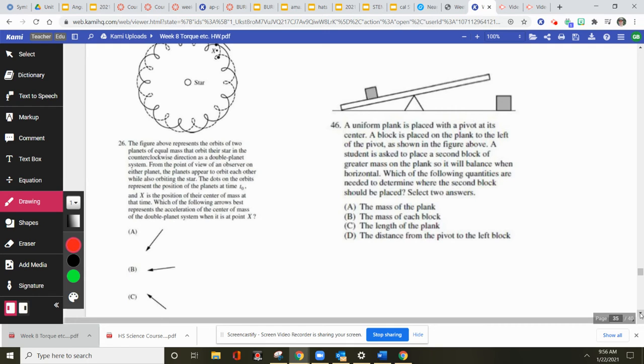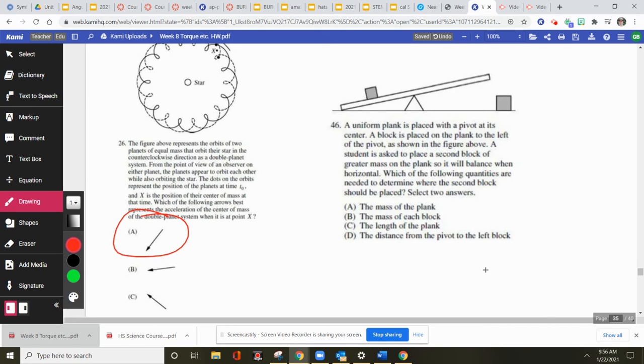Which of the following arrows best represents the acceleration of the center of mass of the double planet system when it's at point x? Inward, because it's got centripetal force from the planet. So I'm going to go with that, pointing at the star.